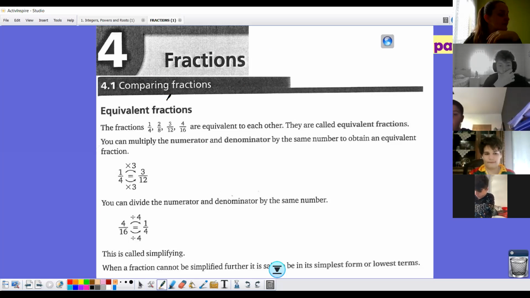What does it mean, comparing? Not multiplication. Compare, to compare something. We are checking if they are equal, which one is greater, which one is smaller, comparing them.